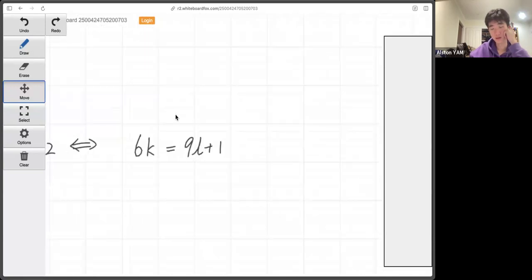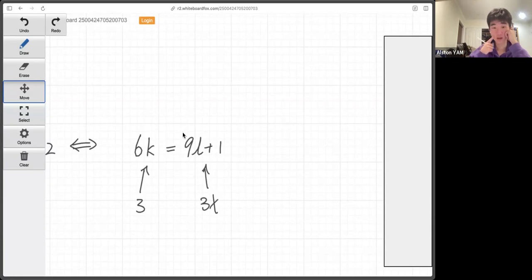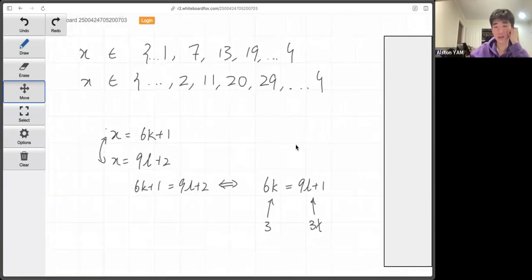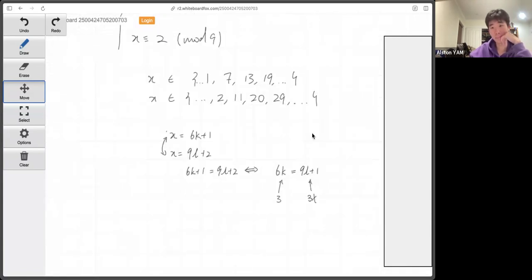And now that's something really strange, right? Because the left-hand side is divisible by 3, but the right-hand side is 1 mod 3. The 3 does not divide the right-hand side. So the two sides can never be equal. There can never be an element of x that satisfies both of these things.